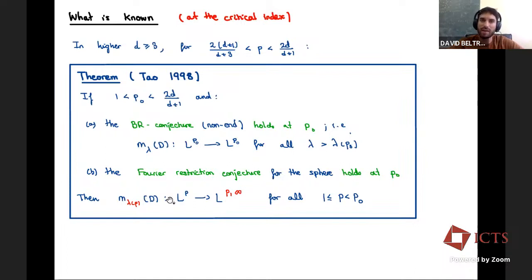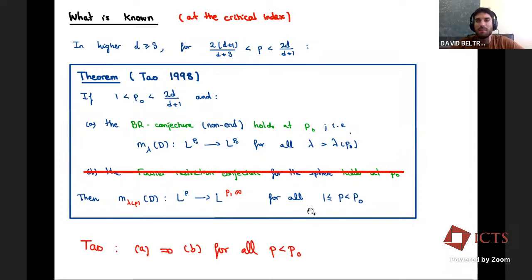So then the problem of the critical index was sort of resolved after Tao's contribution. Moreover, the hypothesis B is nowadays superfluous because Tao, around the same time, also proved that A implies B. Well, not exactly. What he proved is that if the Bochner-Riesz conjecture holds at P0, then the restriction conjecture for the sphere holds for P smaller than P0, but then we would be applying this for a P as close to P0 as we want, and then we still get the same conclusion in the open range, because the conclusion in the open P is still more than P0.